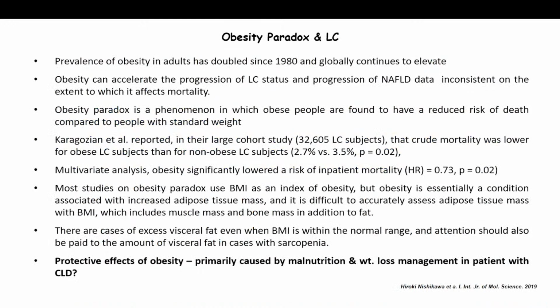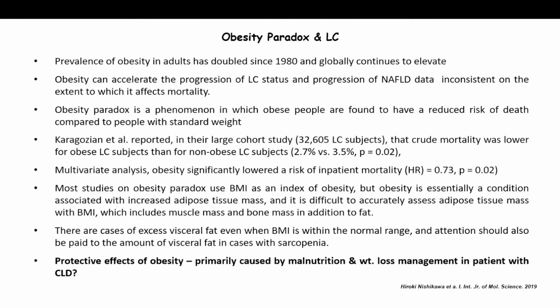And there is one term, obesity paradox. The prevalence of obesity in adults has doubled since 1980, and obesity, we know, can accelerate the progression of liver cirrhosis and NAFLD. So we know this fact, but the obesity paradox is a phenomenon in which obese people are found to have a reduced risk of death compared to people with a standard weight.